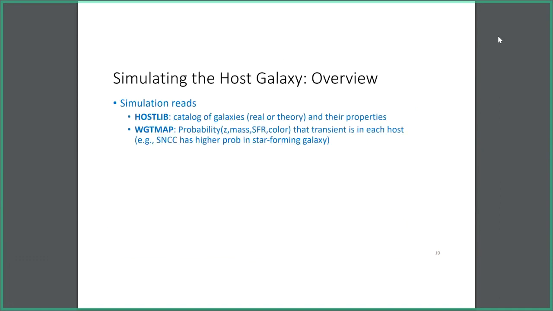Okay, next slide. So now I want to move on to the simulations, and how the simulation works a little bit. For simulating the host galaxy, the basic idea is it reads a host lib, or host library, which is a catalog of galaxies, either real or theoretical, and their properties. There's also a weight map, which gives the probability, as a function of those properties, that the transient resides in each host. So for example, a core collapse supernova has a much higher probability in a star-forming galaxy than in an old red galaxy. The weight map would encode that information. And thanks to Alex and Martine, we have weight maps for many, I think most or all, of the transients instead of only for a few supernova cases.